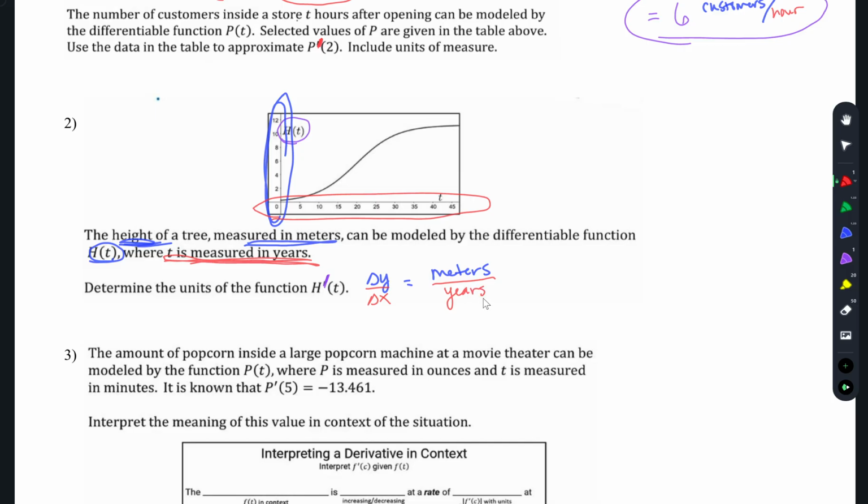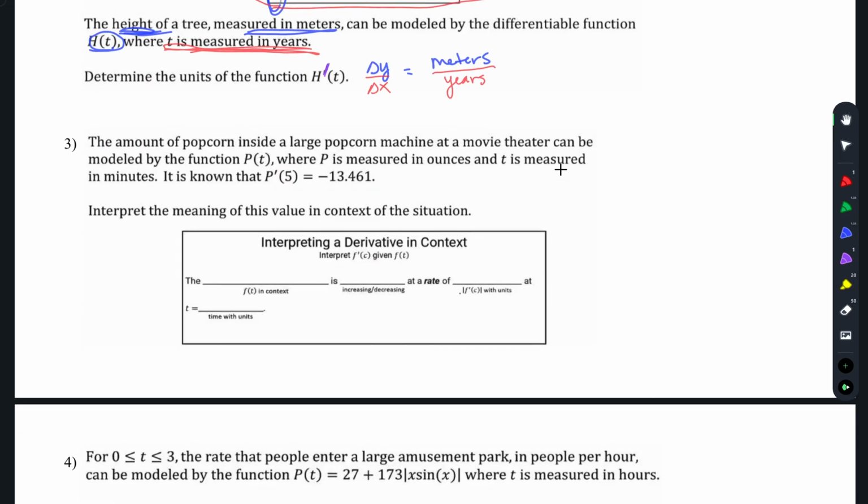I did years. That's all you have to do. So just look at the axes. You'll figure it out. Okay. All right. Now for explaining it.